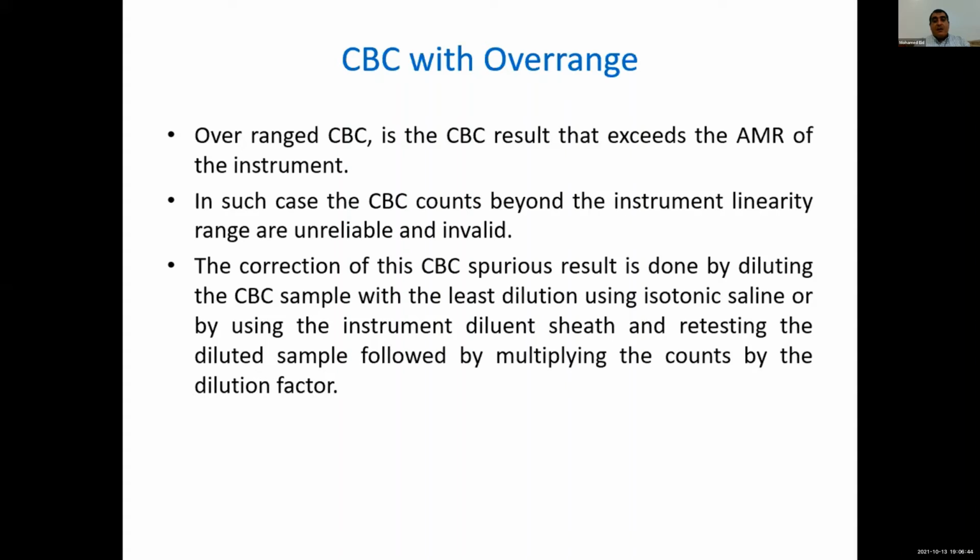Here, the CBC counts are beyond the linearity of the instrument, and they are unreliable and invalid. We cannot report these figures. How to correct this situation? The correction of this spurious CBC result is done by diluting the CBC sample with the least dilution using normal saline, or by using the instrument diluent sheath, mixing the sample properly and retesting the diluted sample, followed by multiplication of the result by the dilution factor used.